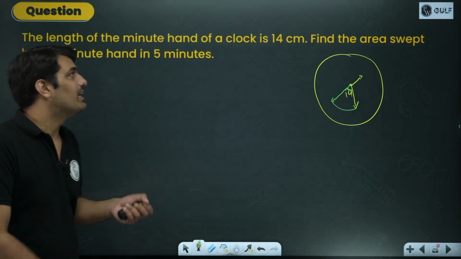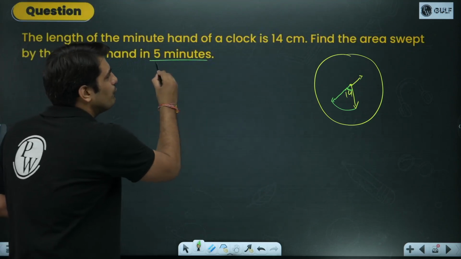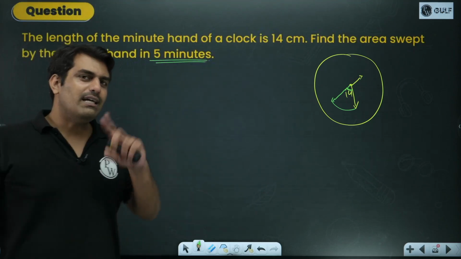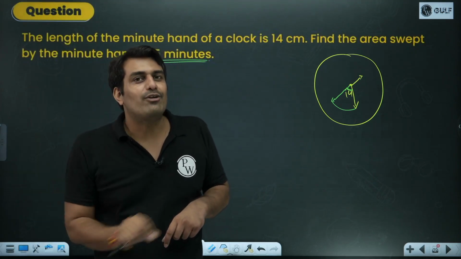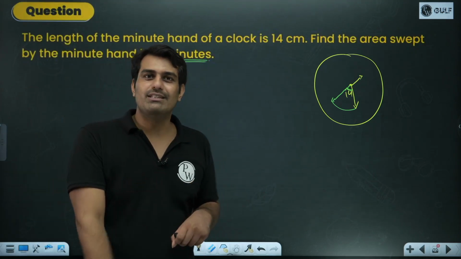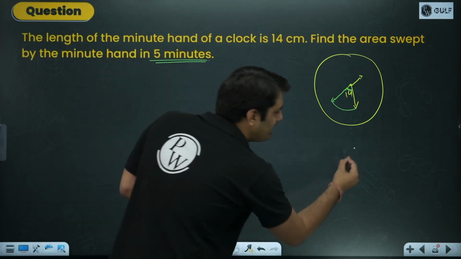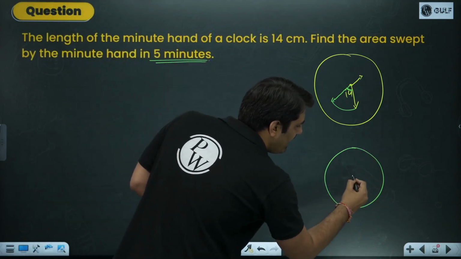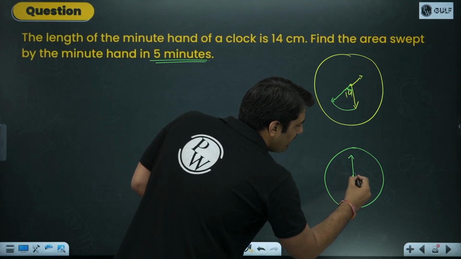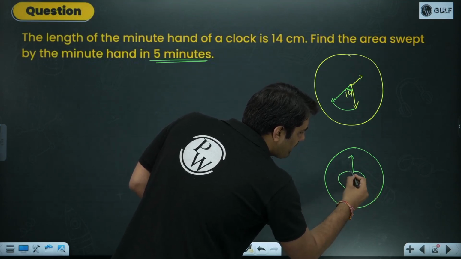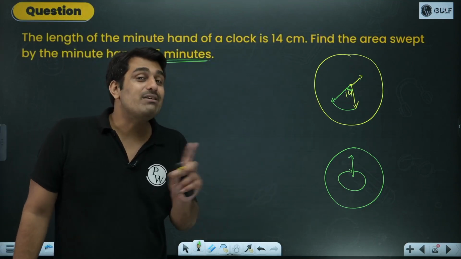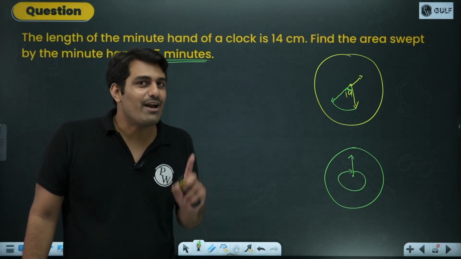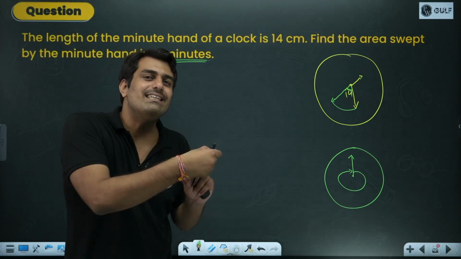Something else is given. They're asking about 5 minutes. You know how many minutes it takes for the minute hand to complete a revolution and come back to the same position. Let's say the minute hand at the very start was somewhere over here. It started from here and reached back to this particular position. How much angle has it covered? 360 degrees. This complete angle is 360 degrees.